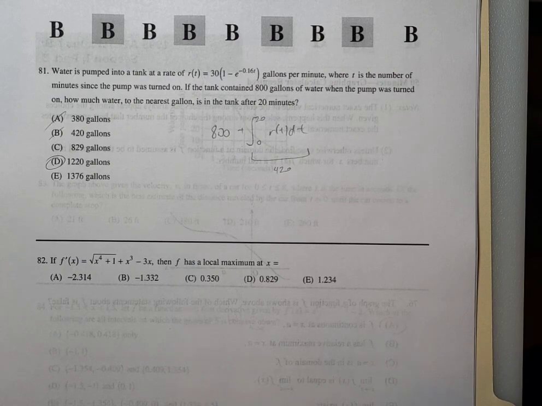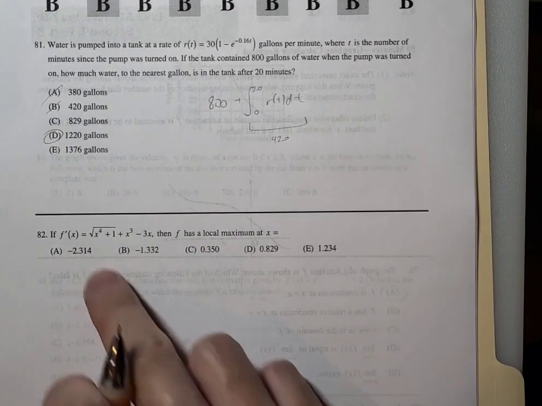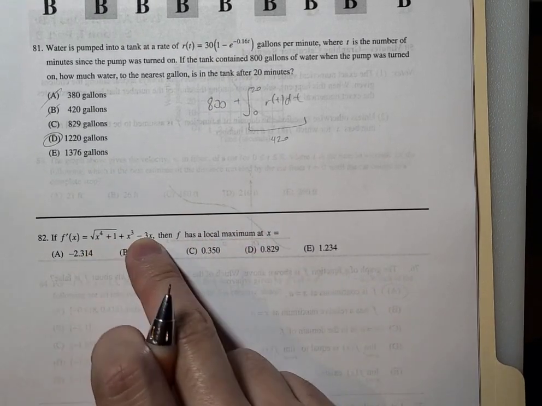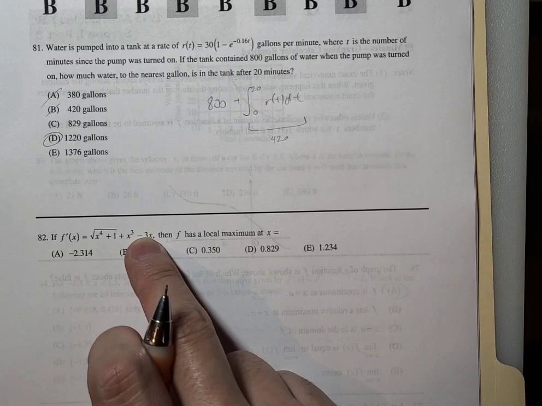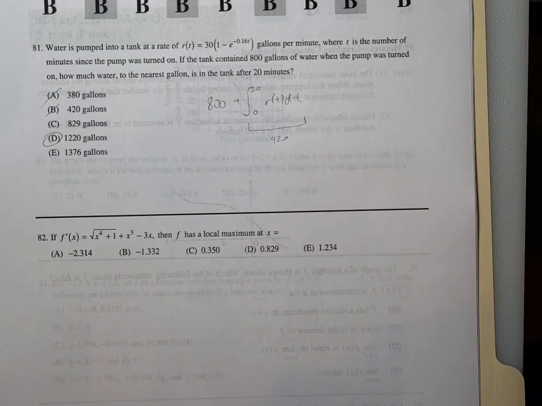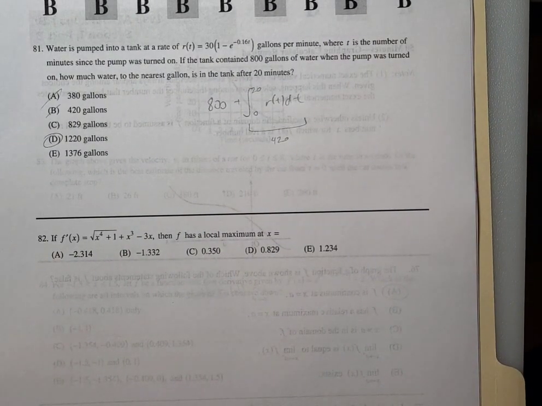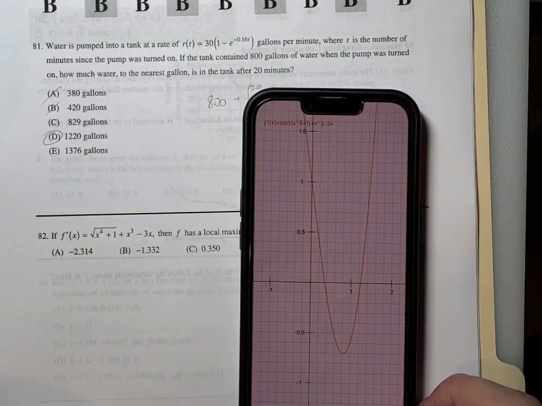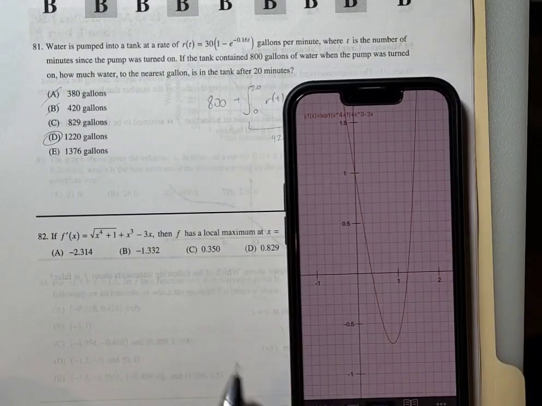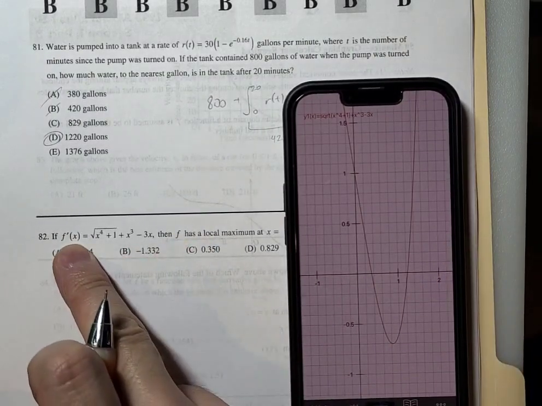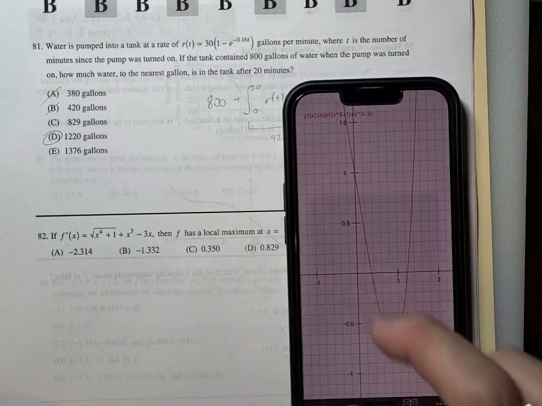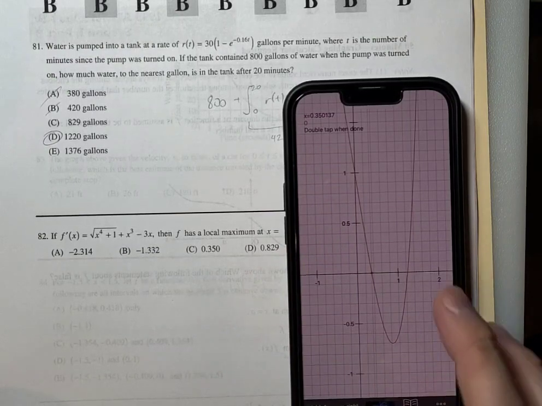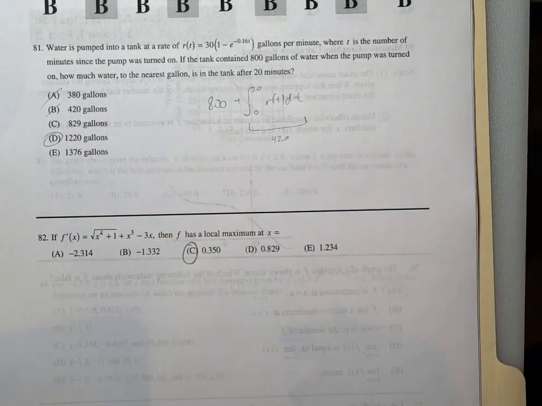That's that one. Number 82. F prime is this guy. Then f has a local max at x is equal to what? So let's just graph this and see where f prime changes from positive to negative. So let me graph that. If I punched it in correctly, it looks like this. All right, so we want to find where f has a local max. So I just said f prime should go from positive to negative, which is over here. Let's find that root. That is x is 0.350. So choice C.